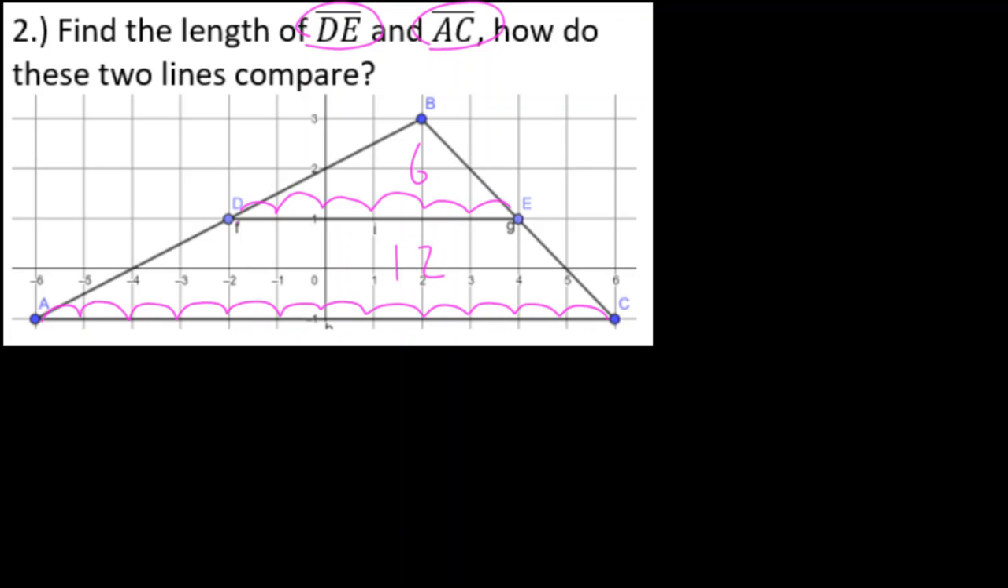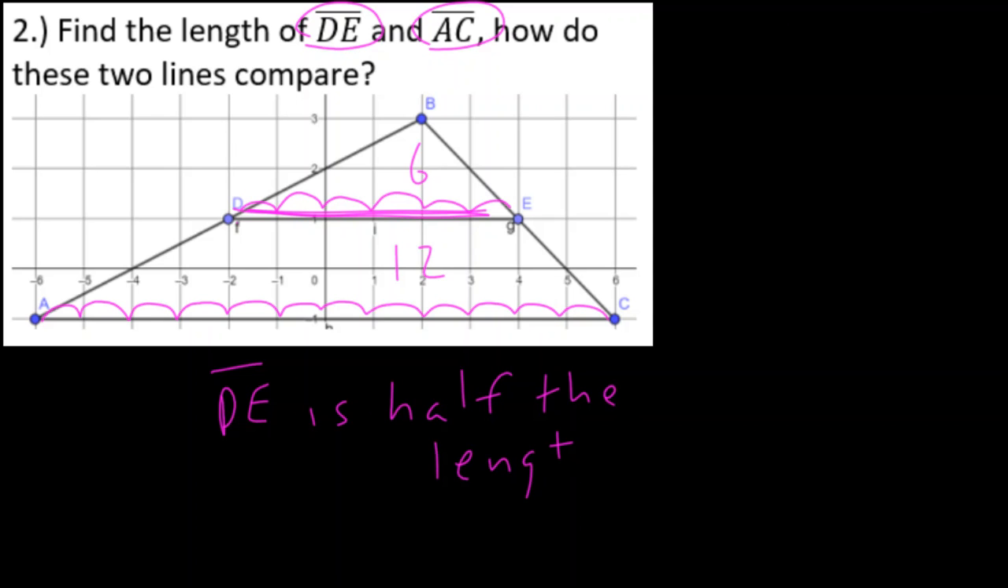Well, how does 6 compare to 12? I would say this. I would say that line DE, which is of course this one right here, is half the length of our bottom line AC. DE is half the length of AC. And let's move on.